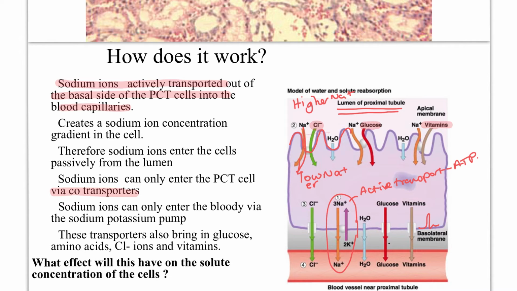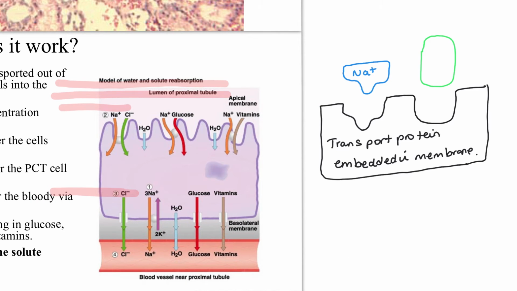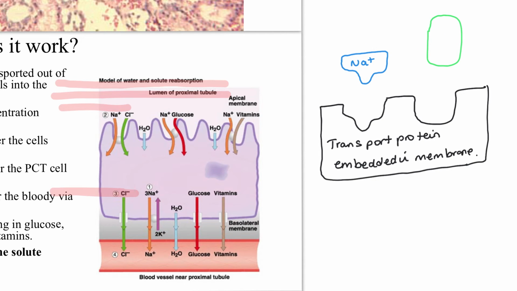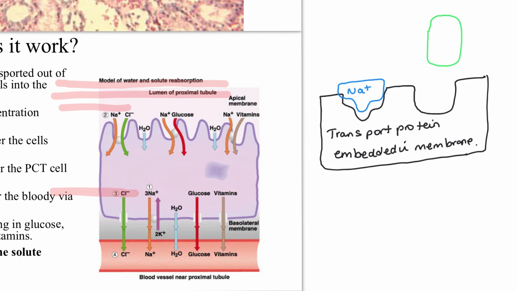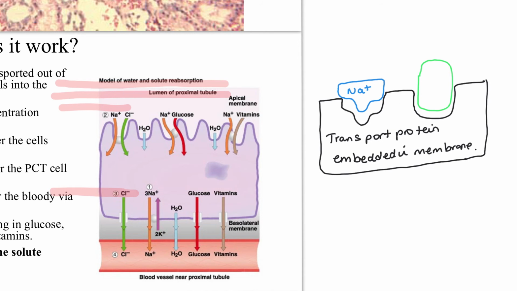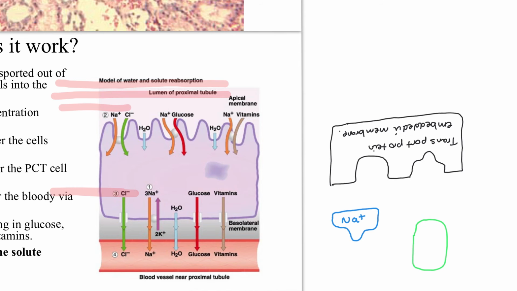So let's just remind ourselves about these cotransporters for a second. Here we can see we've got a transport protein embedded in the membrane, and the sodium ion is complementary to one binding site, so comes in here. And the glucose molecule is complementary to the other binding site, so they bind on here. Once they're bound on, this causes a shape change in the transport protein, and the two are pushed out in the opposite side, entering the cell.